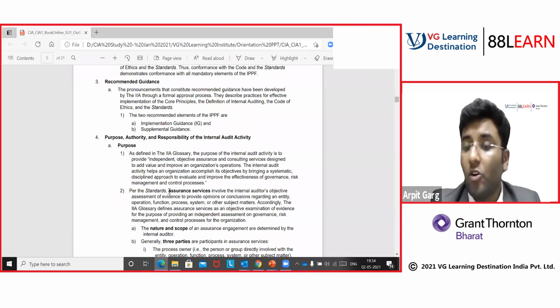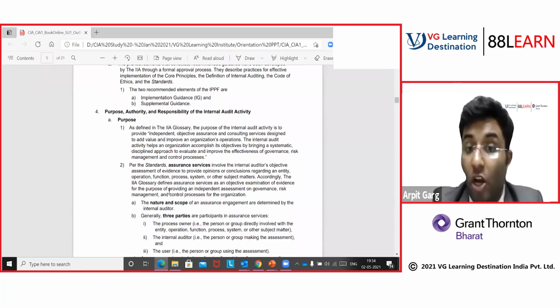The purpose of the internal audit activity is to provide independent, objective assurance and consulting services designed to add value and improve an organization's operations. The internal audit activity helps an organization accomplish its objectives by bringing a systematic, disciplined approach to evaluate and improve the effectiveness of governance, risk management, and control processes. For the standards, assurance services. Now we will understand the difference between assurance and consulting.